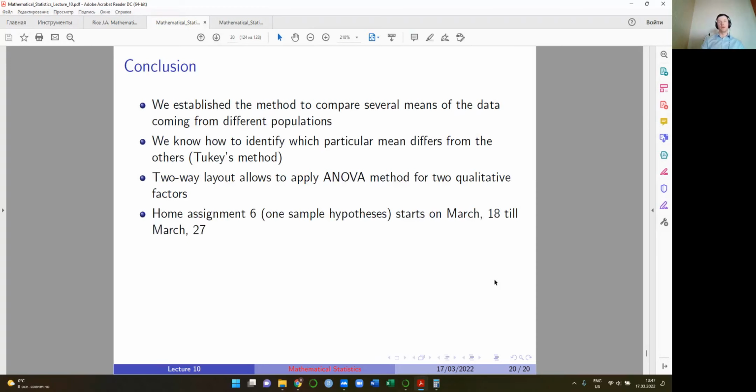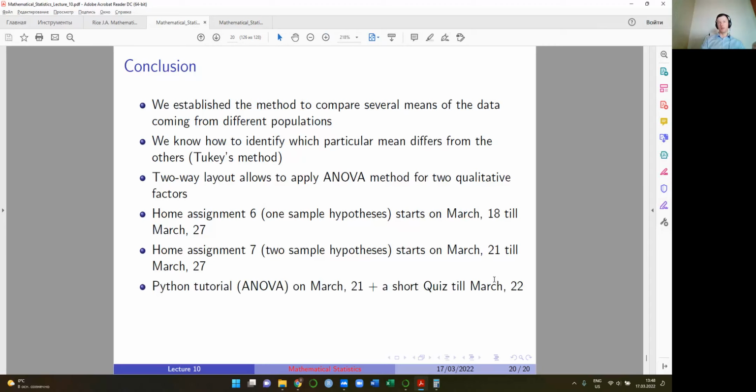analysis. So as I said, home assignment 6 is shifted and starts tomorrow, and is going to be available till next Sunday, March 27. There is going to be home assignment number 7 based on 2 sample hypothesis, and it starts on Monday. Then I will record a short tutorial on ANOVA tests in Python, and I will try to post it on Monday, and then you will have a short quiz till the midnight of March.